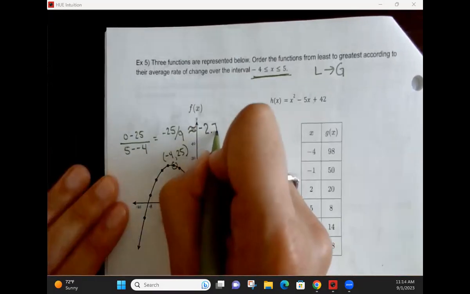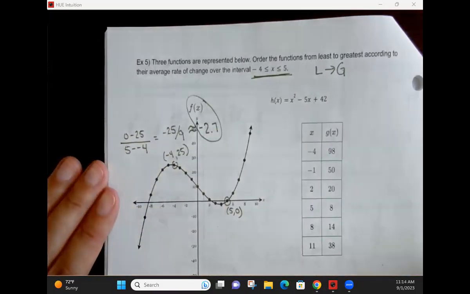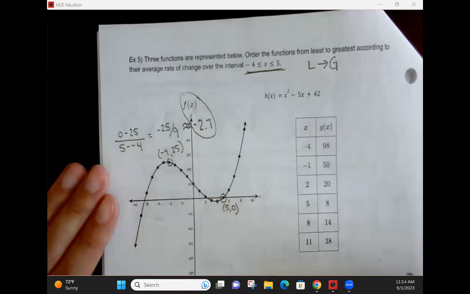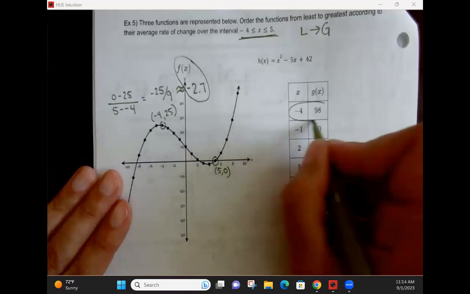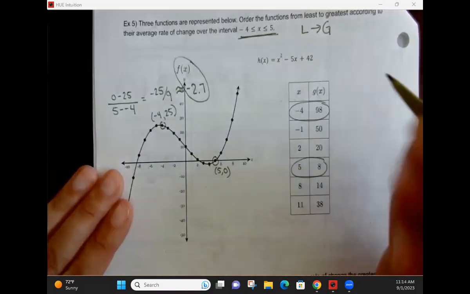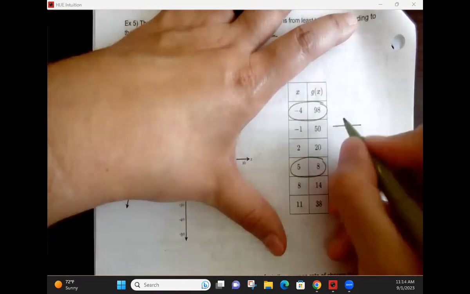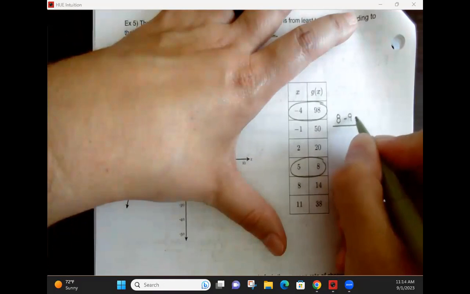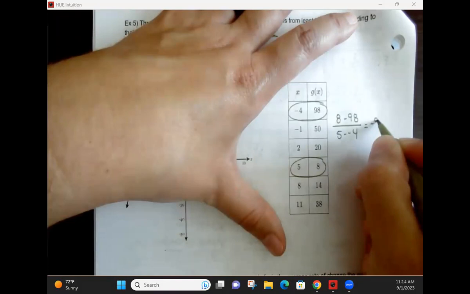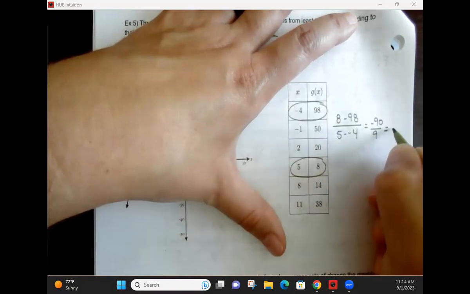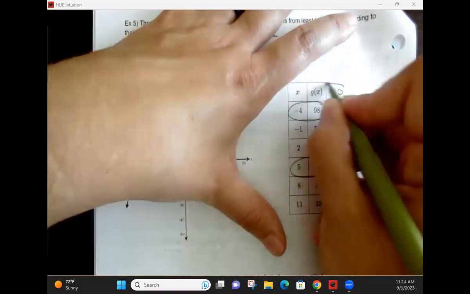2.7-ish. Okay. So for f of x, our rate of change is -2.7. Let's do g of x next, because I can find my points pretty easily from my table. So -4 and +5. My rate of change then would be 8 minus 98 over 5 minus -4. So that's -90 over 9, which is -10. So for g of x, our rate of change is -10.